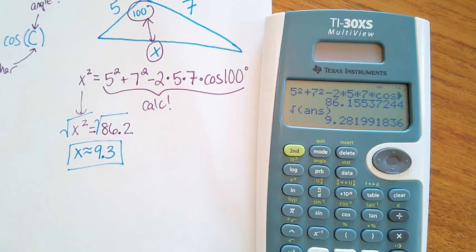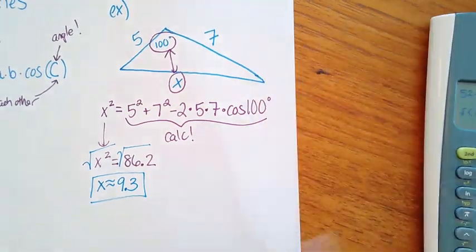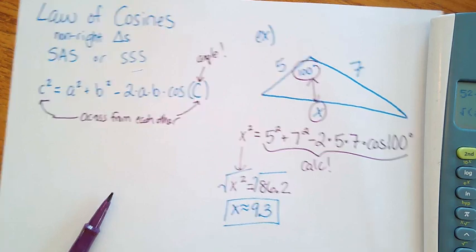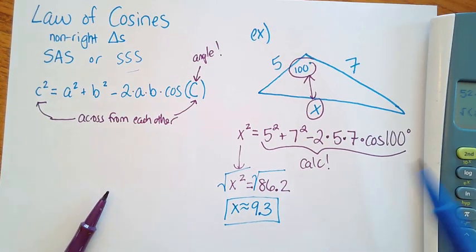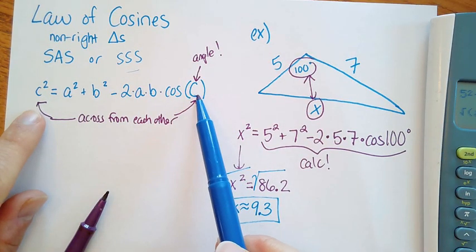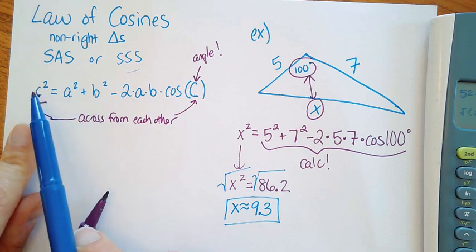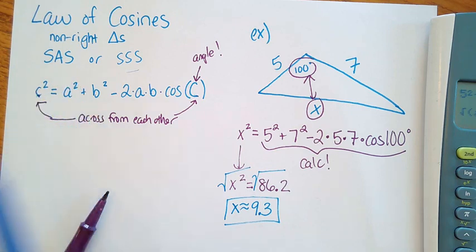And we're done. So with the law of cosines, really the only thing you have to be careful about is making sure that the angle you put here and the side that you put here are across from each other. If you can do that, the rest is sort of a piece of cake.